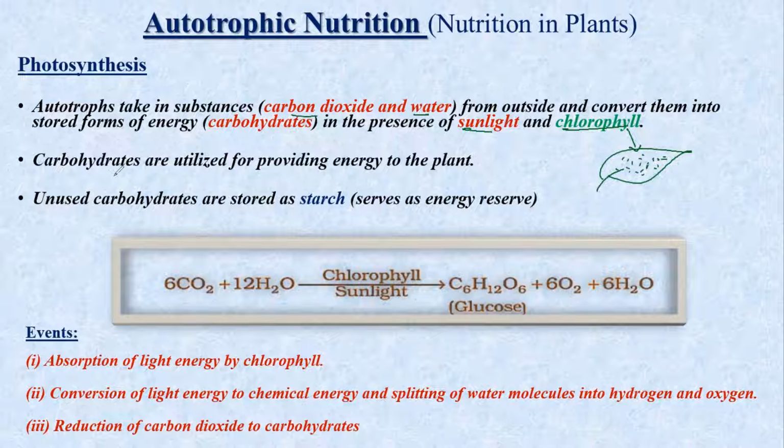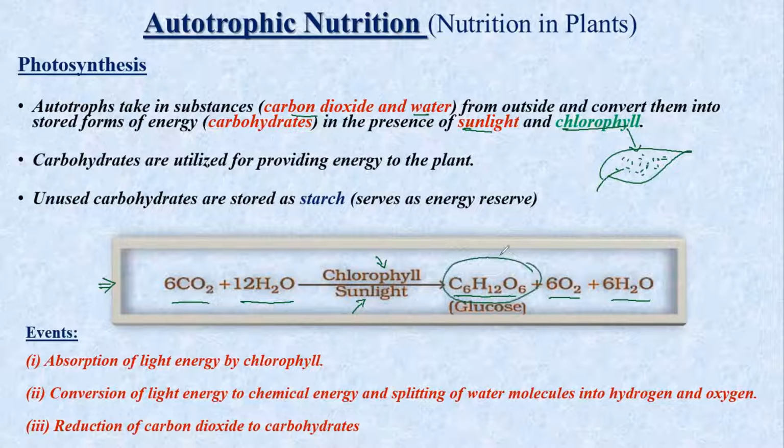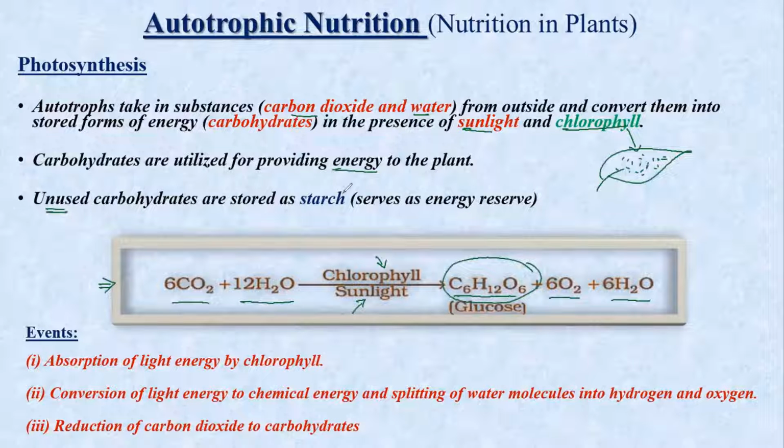The process is understood by a reaction: 6 CO2 reacts with 12 H2O in the presence of chlorophyll pigment and sunlight to give glucose, with the release of 6 O2 and 6 molecules of water. The carbohydrate, that is glucose, which is formed in the photosynthesis reaction, is utilized by the plant for getting its energy. Whatever carbohydrate is unused will be stored in the form of starch, and that's why starch is called the energy reserve in plants.